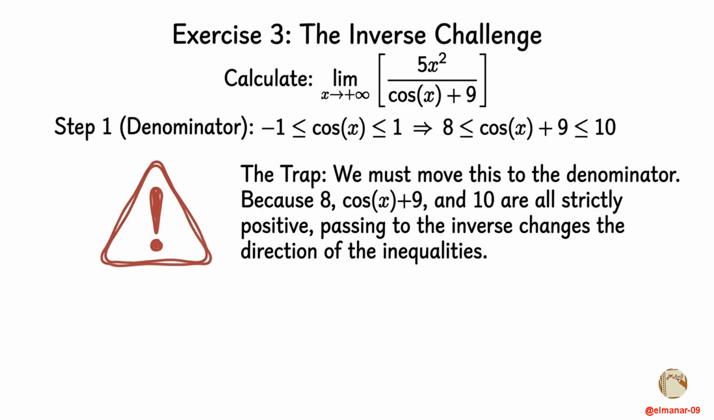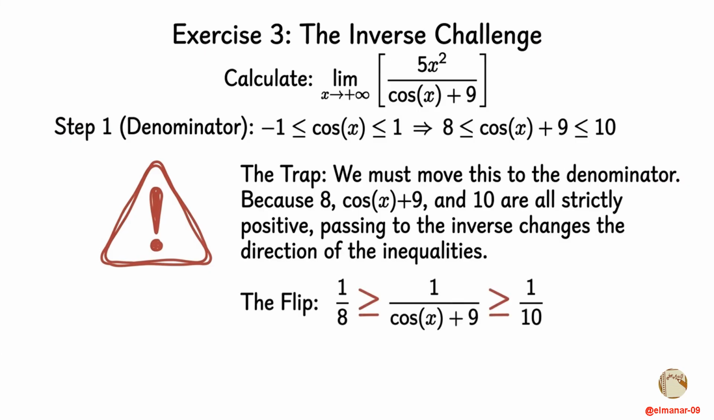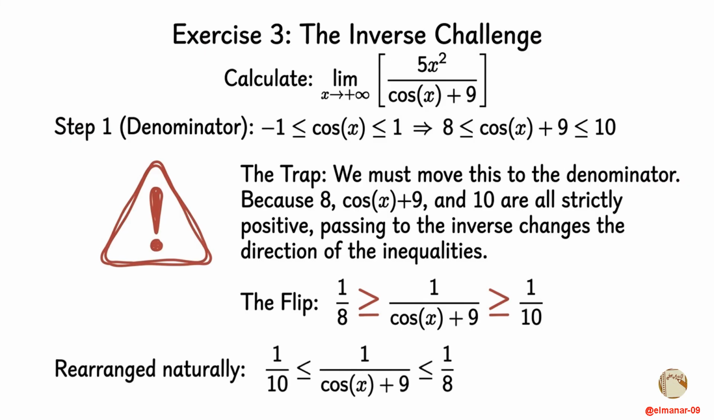We need this in the denominator. When we flip fractions, take the inverse, the direction of the inequality signs must flip too. It's like saying since 10 is bigger than 8, then 1/10 must be smaller than 1/8. So 1/8 becomes the upper bound and 1/10 becomes the lower bound. We rearrange it naturally so the smaller number is on the left. 1/10 is less than or equal to 1 over cosine x plus 9, which is less than or equal to 1/8. Don't let the flip trip you up.